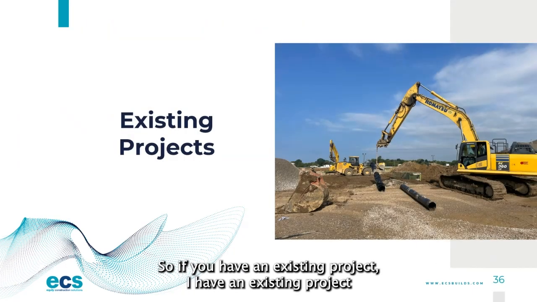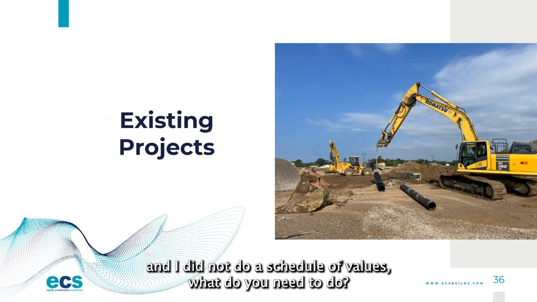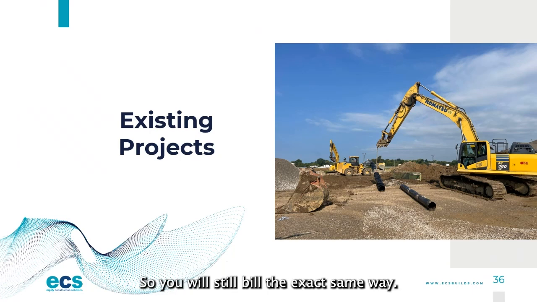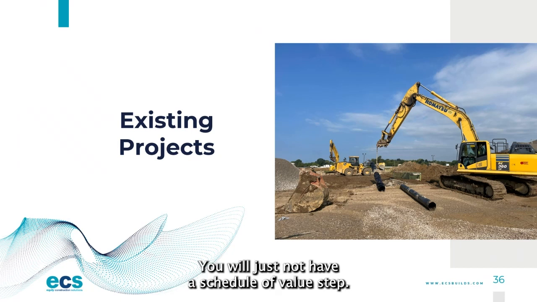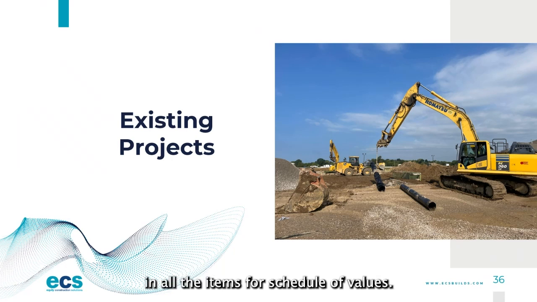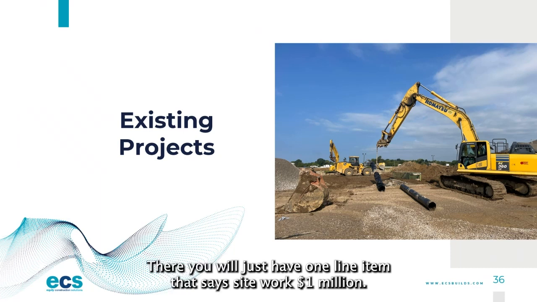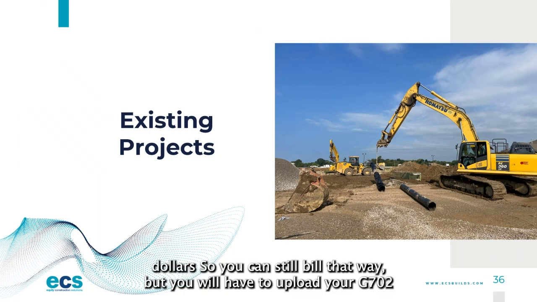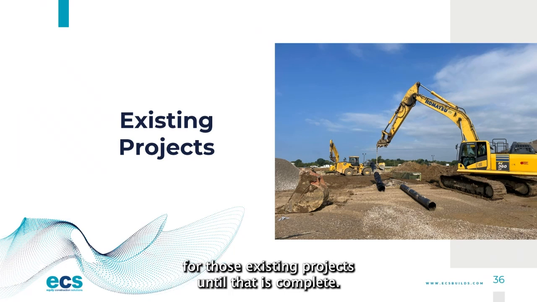If you have an existing project and you did not do a schedule of values, what do you need to do? You will still bill the exact same way. You will just not have the schedule value step. When you go into Procore, you will not have the long list of all the items for schedule values there. You will just have one line item that says site work, $1 million. You can still bill that way, but you will have to upload your G702 for those existing projects until that is complete.